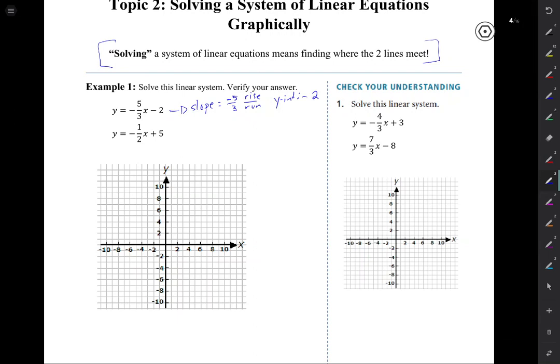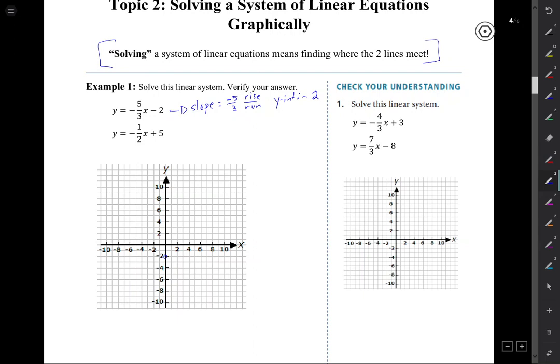We're going to start by placing our y-intercept at -2, and then do our rise and run from there. So we rise 5 in the negative direction: 1, 2, 3, 4, 5, and then run 3 in the positive direction: 1, 2, 3. So here would be another point. Then I'm going to do the opposite: rise 5 in the positive direction, 4, 5, and run 3 in the negative direction. That would land us right here.